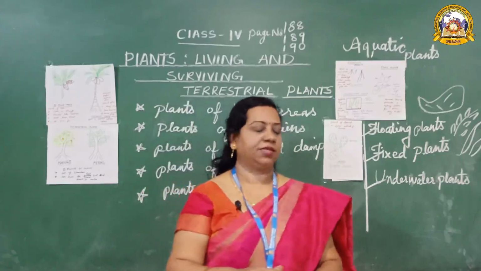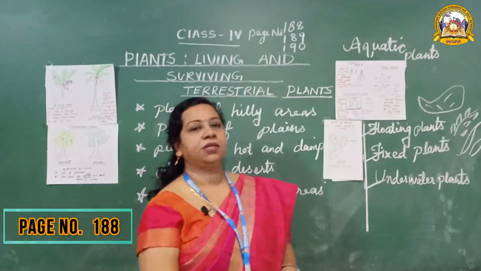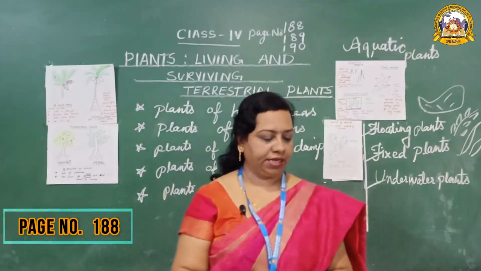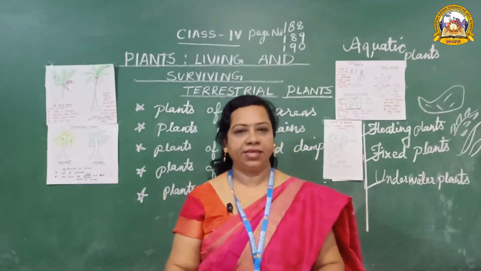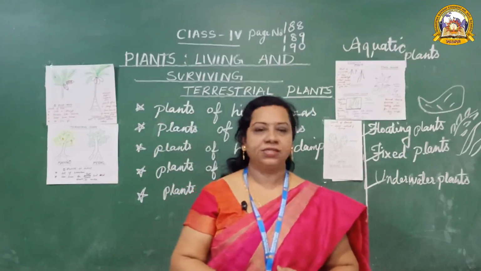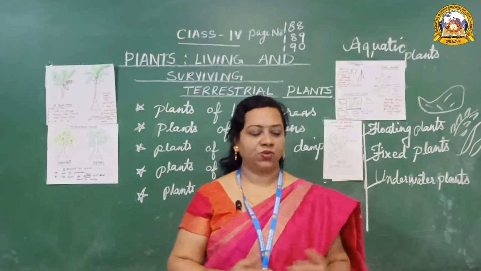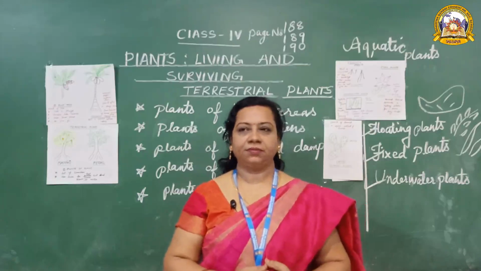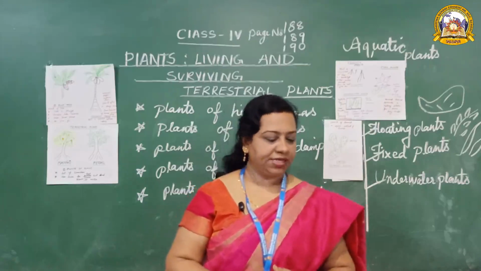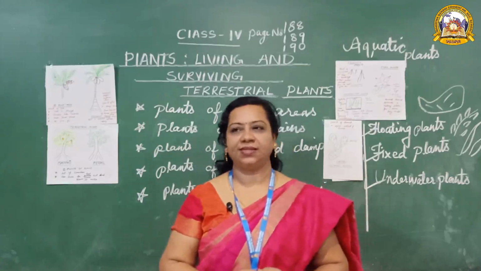Plants living and surviving. Take out your book, page number 188. Plants grow on mountains, slopes, rivers, valleys, ocean beds, deserts. In fact, plants grow everywhere. Plants differ from each other depending on the surroundings they grow in.